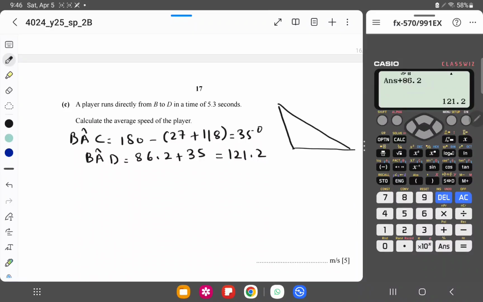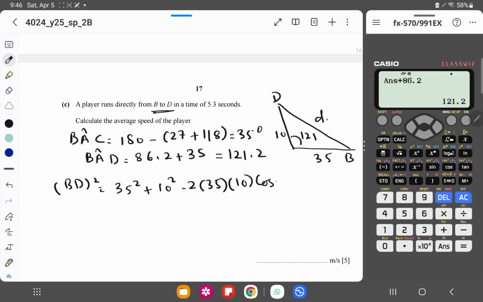DAB, wherever 10 and 35 are the sides, and 121.2. We need to find out this distance, which is BD. Alright, because he's running directly from B to D. Okay, so BD squared is equals to a square plus b square minus 2ab cos C. So 35 square plus 10 square minus 2 times 35 times 10 cos of 121.2 degrees. Just calculate BD squared and take the square root of it.